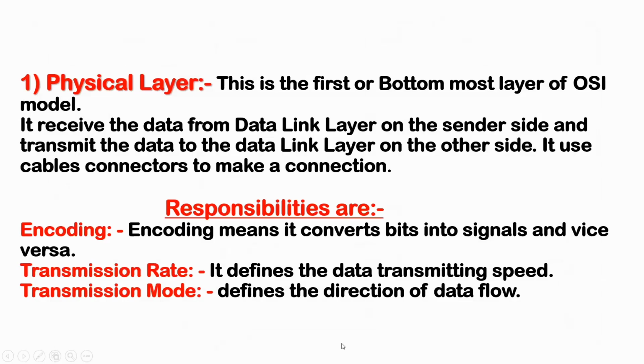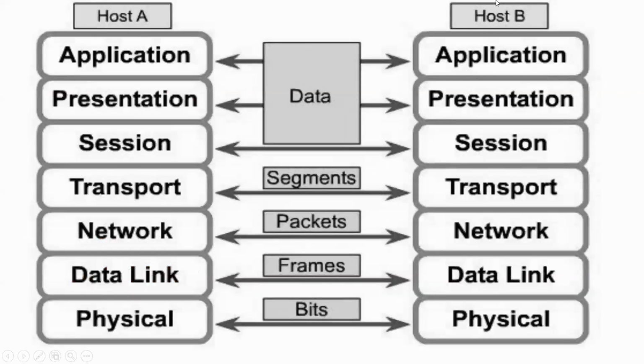Okay, so let's see. We have the first layer, and the name of the first layer is the physical layer. What is the work of this physical layer, and what are its responsibilities? This is the first, or bottom-most, layer of the OSI model. It receives the data from the data link layer.